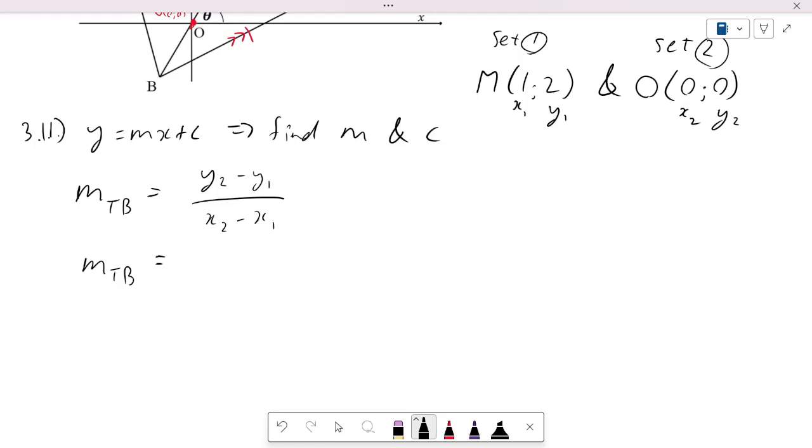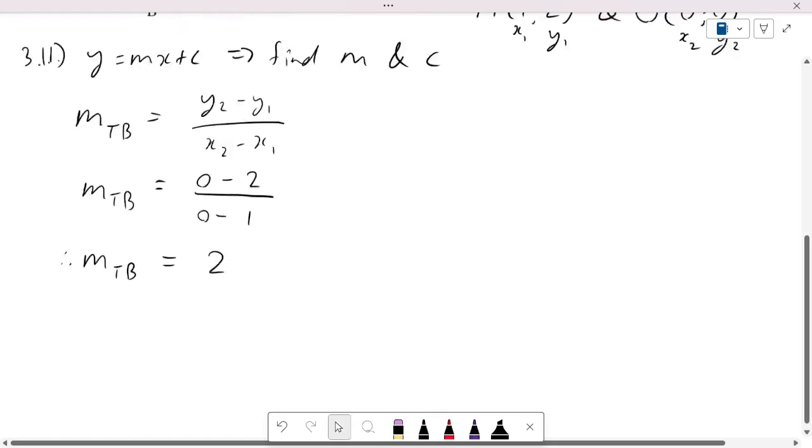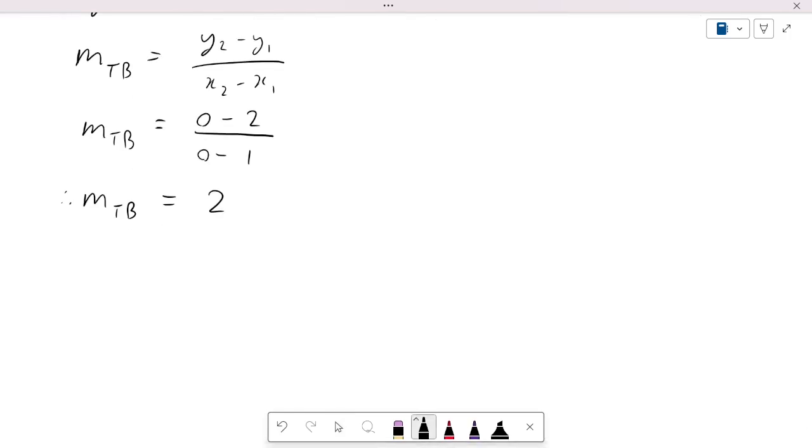Therefore here we can say that the gradient of TB is just going to be equal to our y2, which is 0, minus our y1, which is 2, all over our x2, which is 0, minus our x1, which is 1. And then therefore we're going to have an answer of 2. The gradient of TB is equal to 2. And now we can plug into our equation, y is equal to 2x in this case, right? So that's our equation.